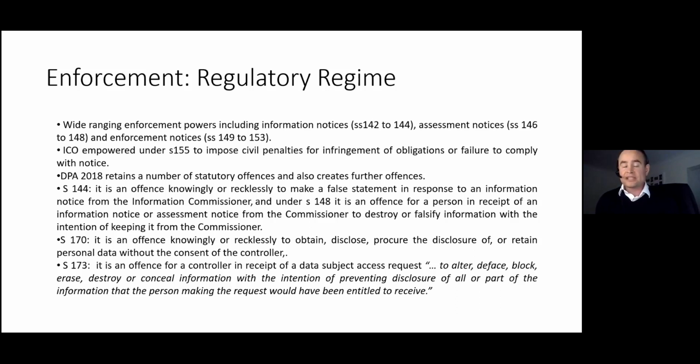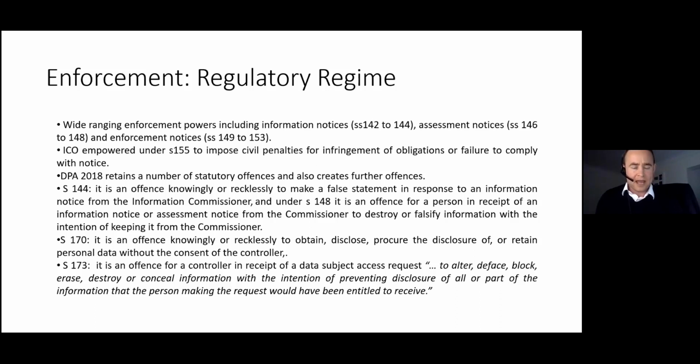The potential civil penalties are eye-wateringly high. £10 million can be an upper limit. Obviously, we hope for most mundane and everyday, especially accidental one-off breaches, that wouldn't be engaged. But the ICO is empowered under Section 155 of the regime to impose civil penalties for infringement of obligations. And as I've said, the 2018 Act retains a number of the statutory offences under the 1998 regime. It also creates further offences there.